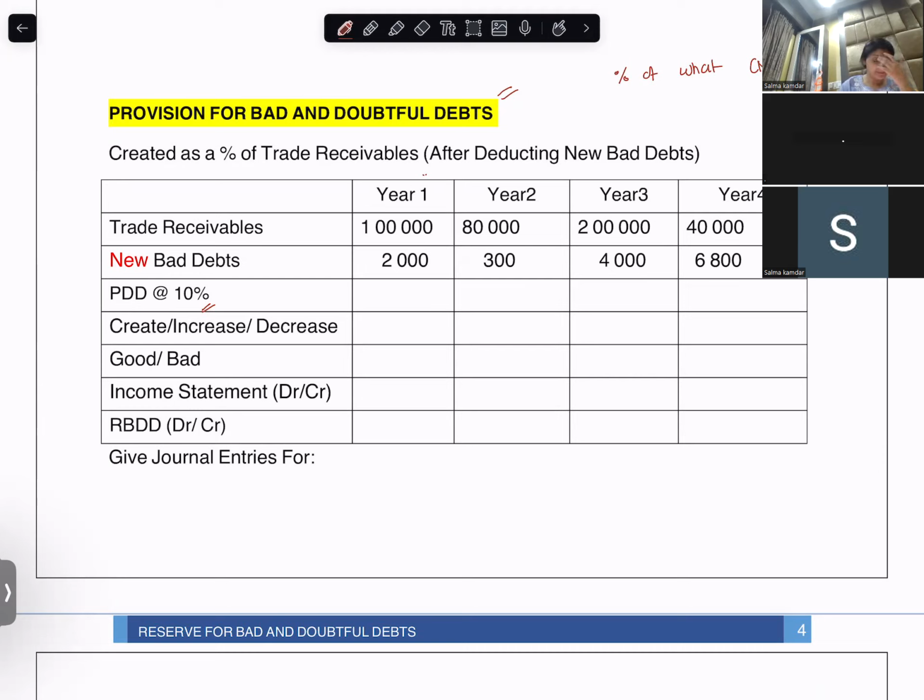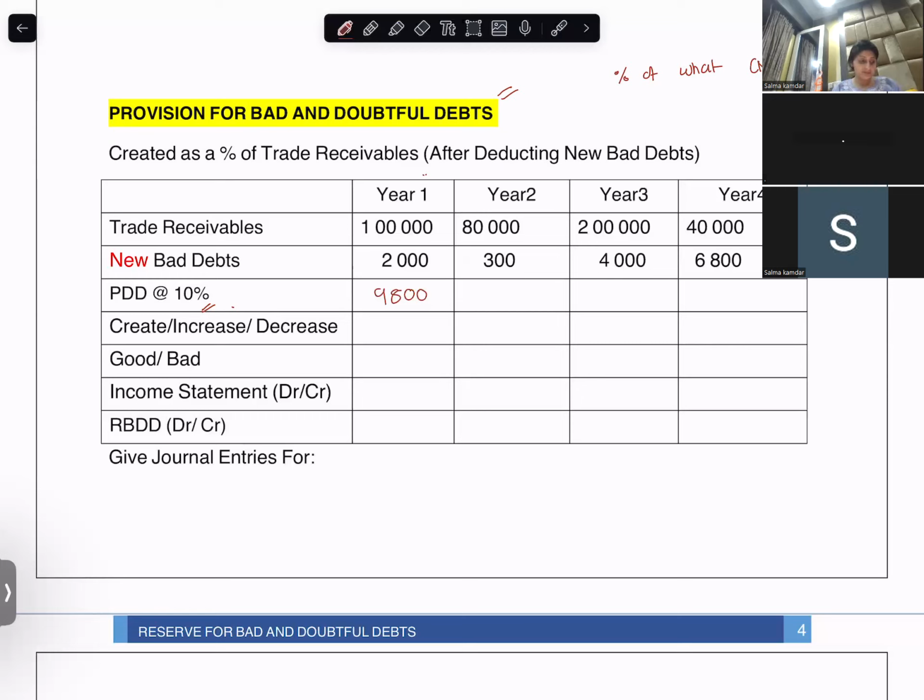Let me calculate. It will be 10% of 98,000. Won't it be 2,000? No, 100,000 minus 2,000 is 98,000, and then 10%. So will it be 9,800?